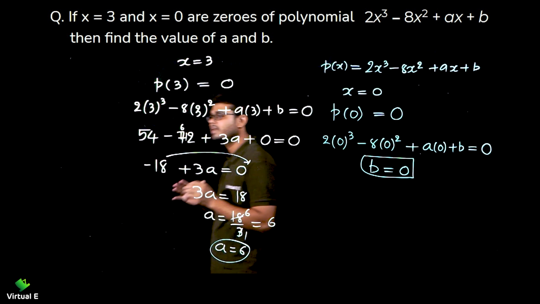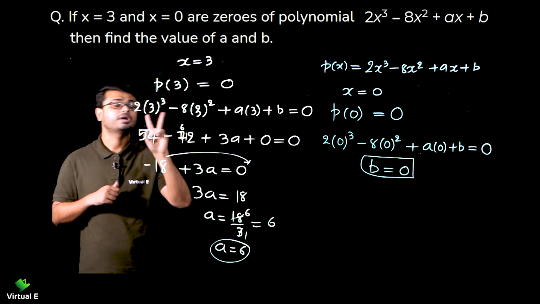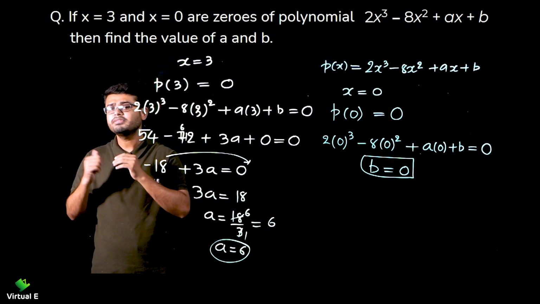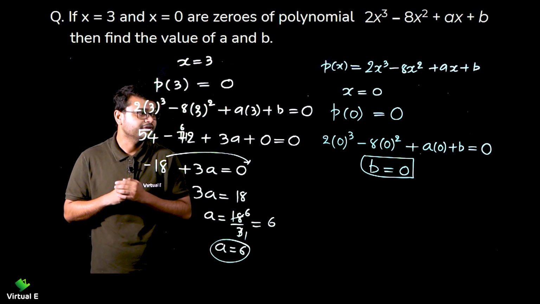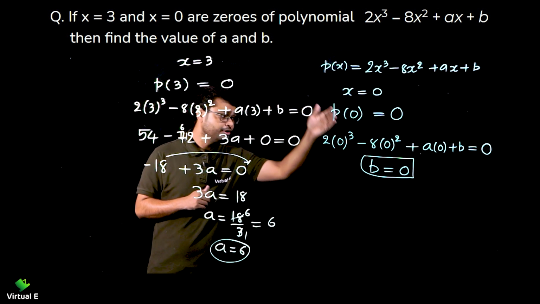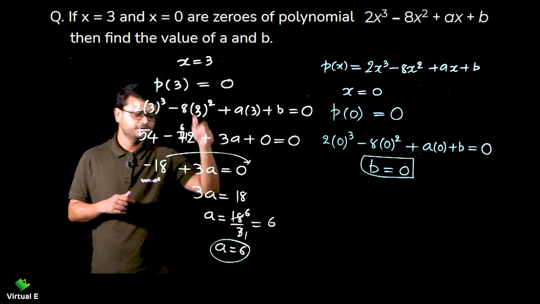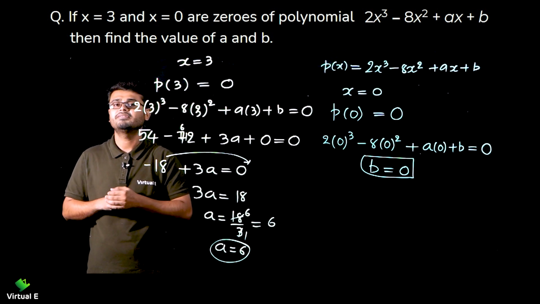So this is how we find the two unknowns in the given polynomial. For that, we need to have two zeros as well, like we have here. Previously, we discussed how to find one unknown. For that, we had only one zero. So substitute one zero, you get one value or equation. Substitute another zero, you get another value or equation. So this is how we find the unknowns in the given polynomial.